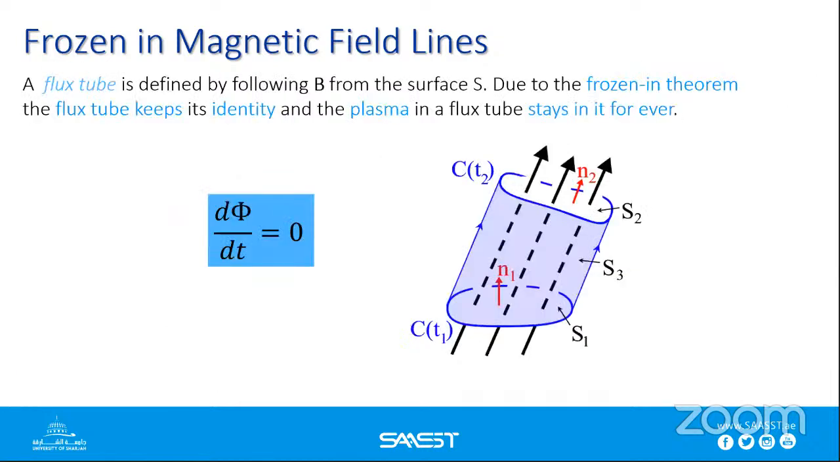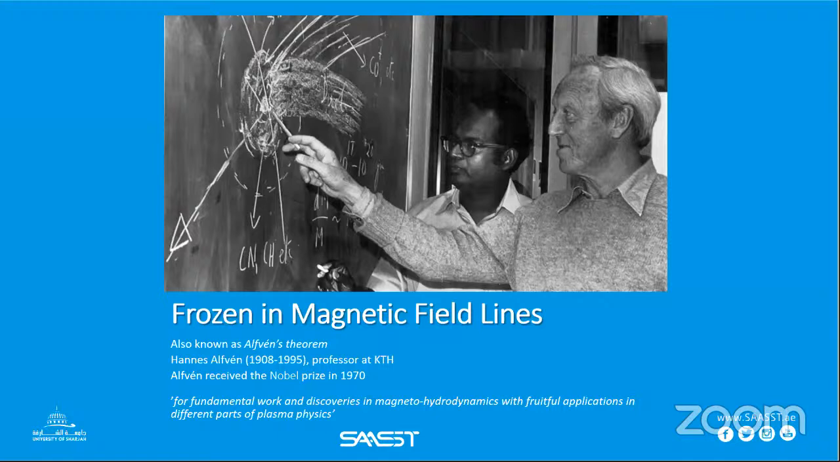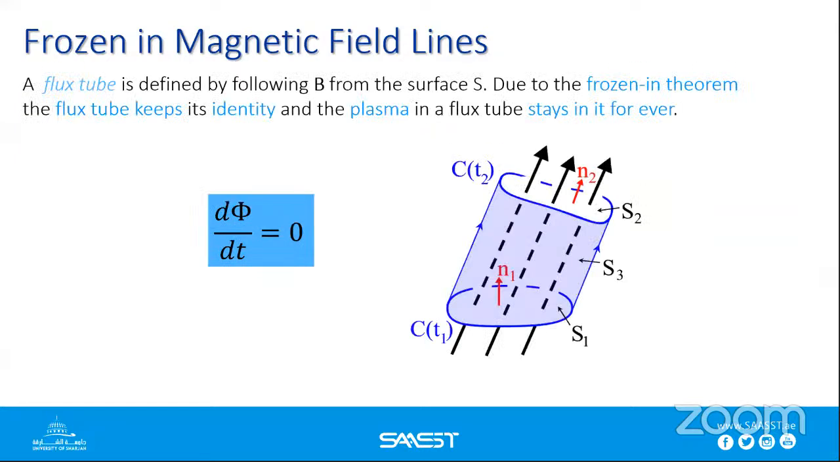And this was defined by a scientist. Let's go forward. Hannes Alfvén, a Swedish scientist, got the Nobel Prize for his work on this. So let's get a little bit better explanation of this frozen magnetic field line theorem.